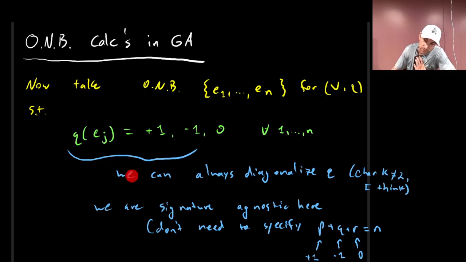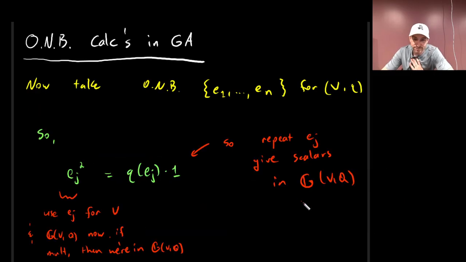So here we can always diagonalize Q. Actually, I even put the note here, so I didn't bother to double check. But I'm pretty sure it's right that you can always diagonalize as long as its characteristic isn't 2. Someone in the comments can tell me if I'm right or misremembering that. And again, we are signature agnostic here, so we don't need to specify. Usually, you specify these as p, q, and r, where this is the positive part, the negative part, and the degenerate part of the signature, and they add up to n. We don't have to specify here. All the stuff we're going to talk about is going to hold true regardless of what the signature is. So fine.